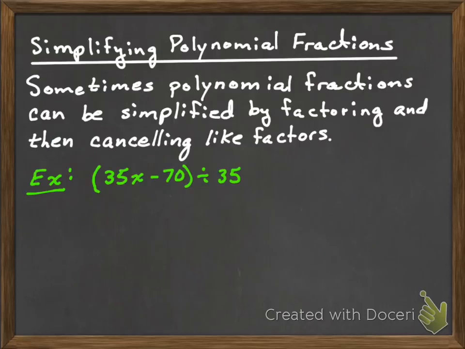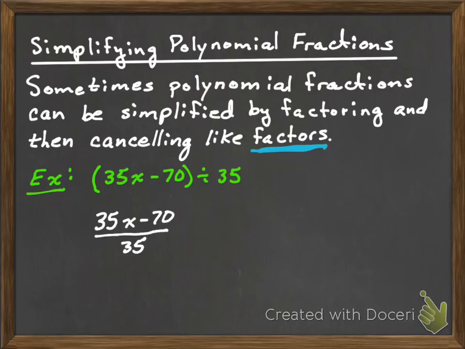All right, so the next thing we're going to talk about is simplifying polynomial fractions. Sometimes polynomial fractions can be simplified by factoring and then canceling like factors. Now remember, factors are things that are multiplied together. All right, so when you look at this example here, 35x minus 70 divided by 35 can also be written as a fraction of 35x minus 70 over 35, because the fraction bar means divide.